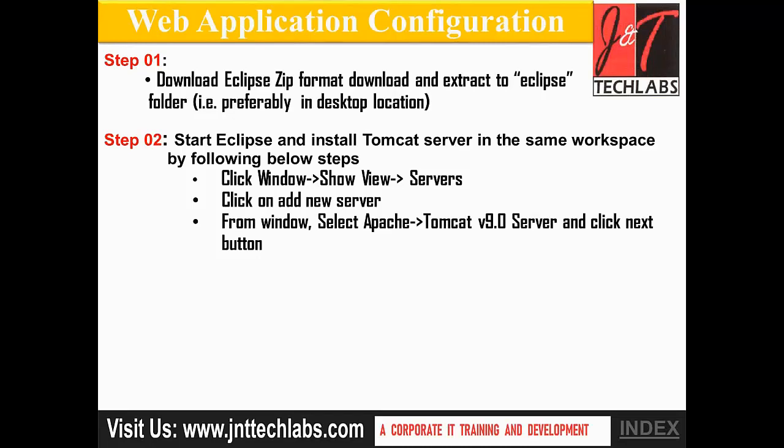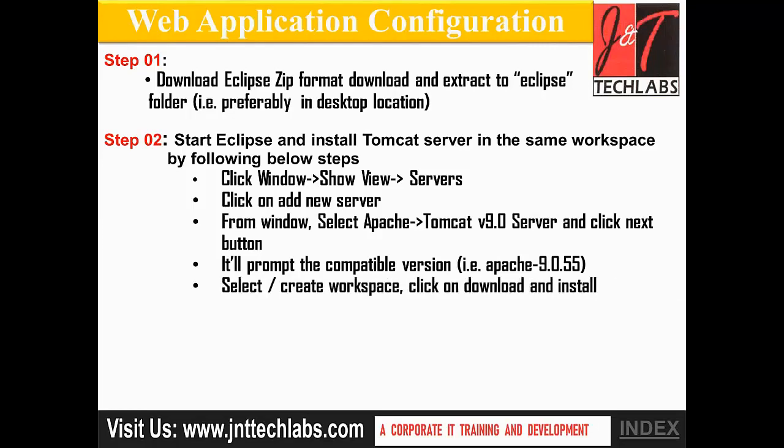There we can select Apache Tomcat 9.0 server and click the next button, and it prompts the compatible version. Directly it will be shown to you, 9.0.55, according to web module 4. Select this, create the workspace and click on download to install. Directly where the Eclipse is, just select that same workspace so that it will be installed inside it.